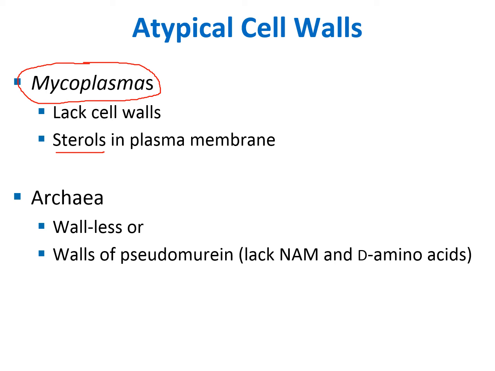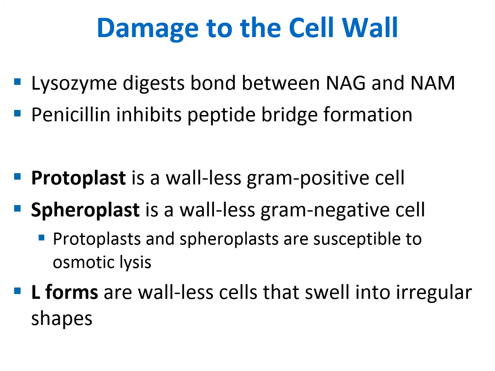Archaea are also prokaryotes. Some of them don't have a cell wall. Others have a cell wall, but it's made up of pseudomurein. So this is kind of like peptidoglycan, but it doesn't have the NAM molecules and the amino acids that are attached to NAM. So this information here goes back to lysozyme and penicillin. I've already talked about it, so I'm going to skip it for right now.